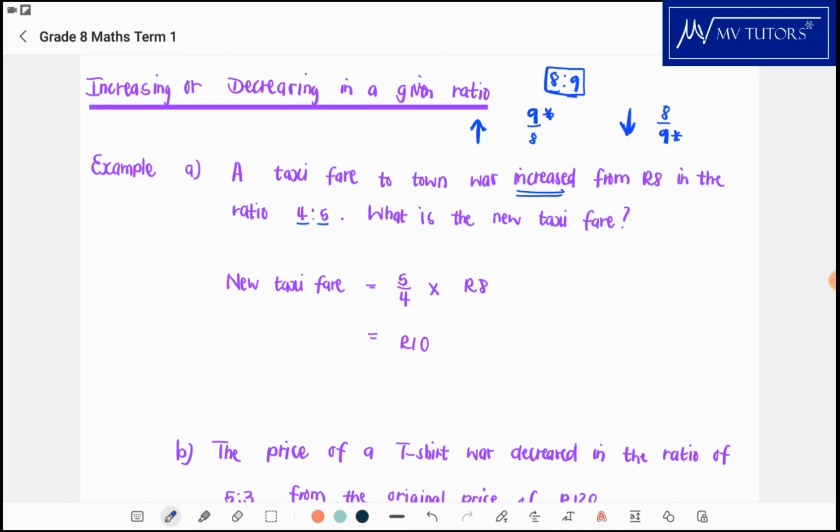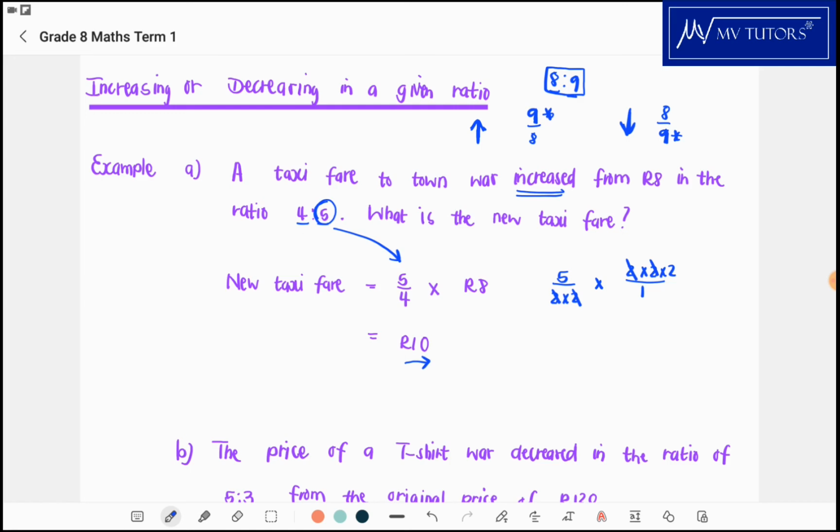Like I said, if you're increasing, the biggest number must be on the numerator. So there we have 5/4 multiplied by 8. Okay, 5 is a prime number, 4 is just 2 times 2. 8/1, 8 is 2 times 4, and 4 is 2 times 2. So now we can say 2 divided by 2, 2 divided by 2, so we're left with 5 times 2, and now we have 10 Rand. So now the taxi fare has increased from 8 Rand to 10 Rand given this ratio.